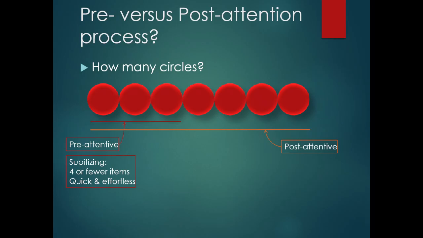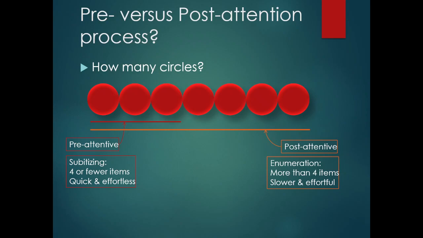You basically, at a glance, see the quantity and you can name it. It's quick and effortless, especially since you know your numbers so well. It doesn't take you any energy to subitize 4 or fewer items. When it's longer, you're going to have to enumerate. You're actually going to have to count. And that's slower and more effortful.